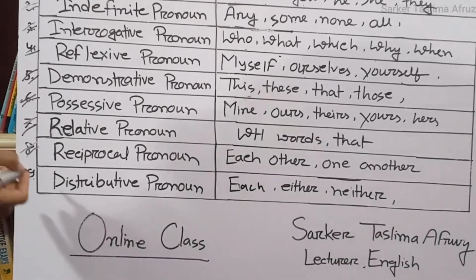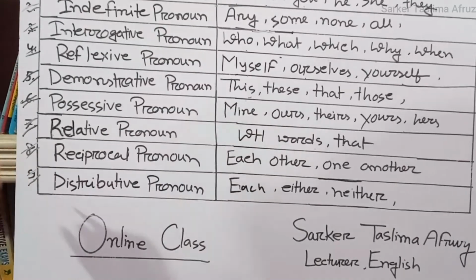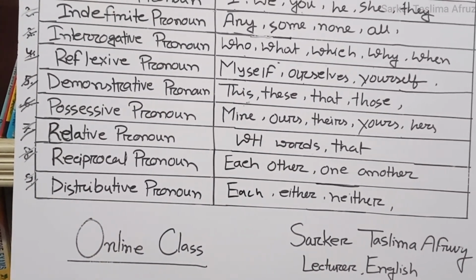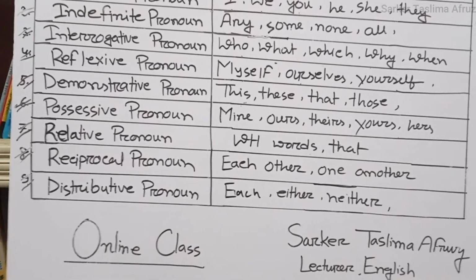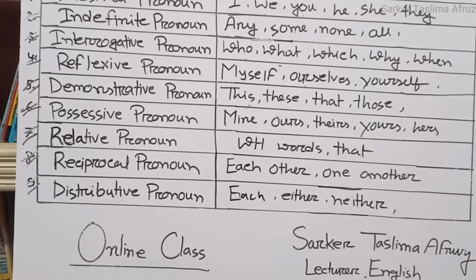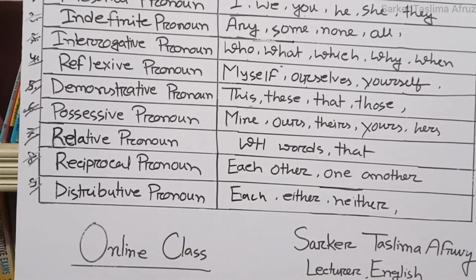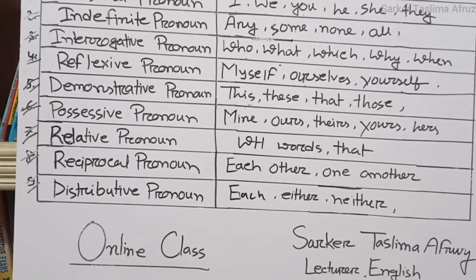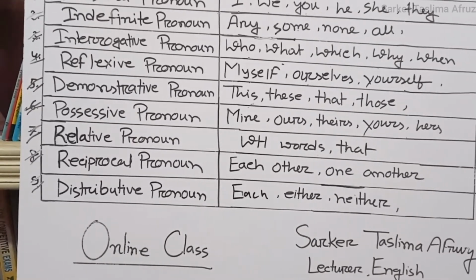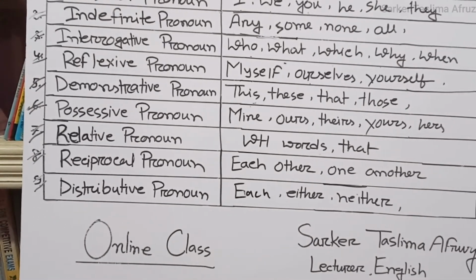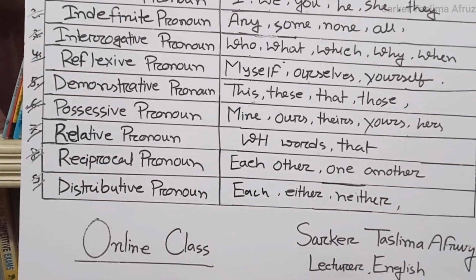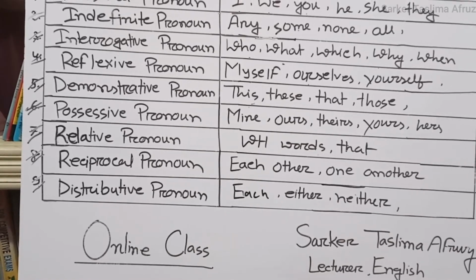Next one, distributive pronouns. You already know this word, distributive. That means you have to distribute something. Distributive pronouns are each, either, neither, like this. So it's important to know the definition of distributive: a distributive pronoun considers members of a group separately rather than collectively.